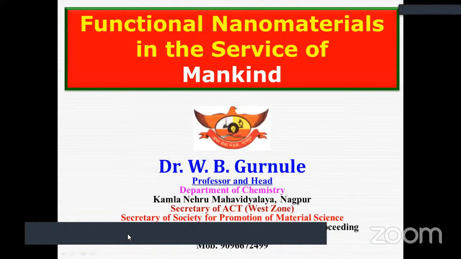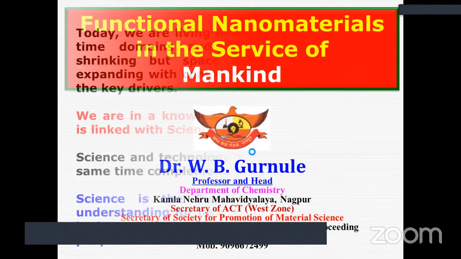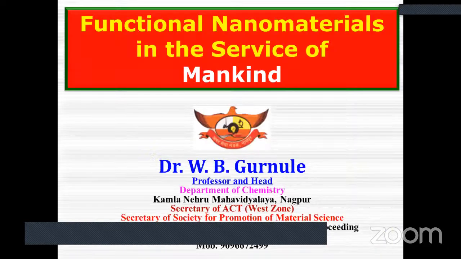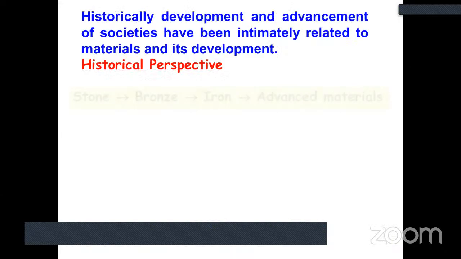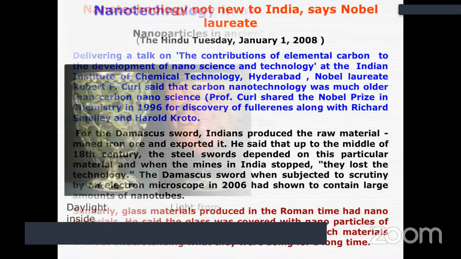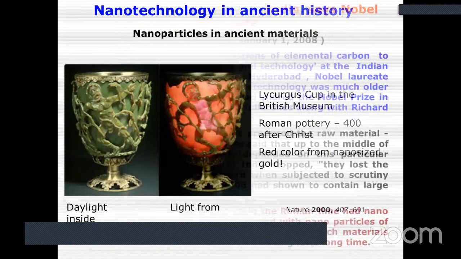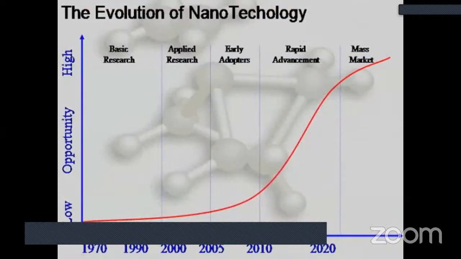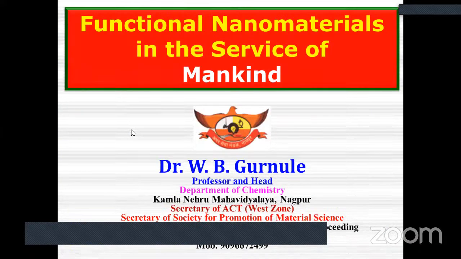In 1970 there was some basic research, and this shows that after around 2000, applied research was there, and after that, early adopters, rapid advancement, and now after 2020 is the mass market of these nanomaterials or nanotechnology.